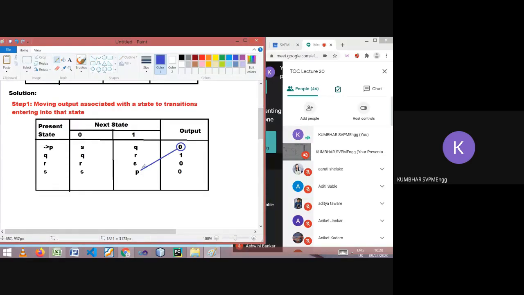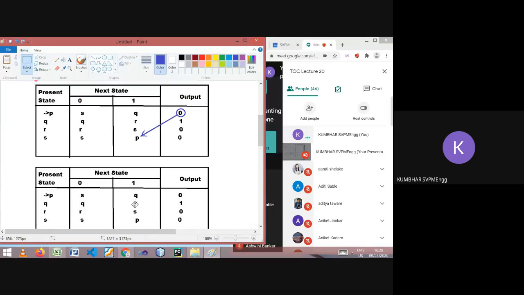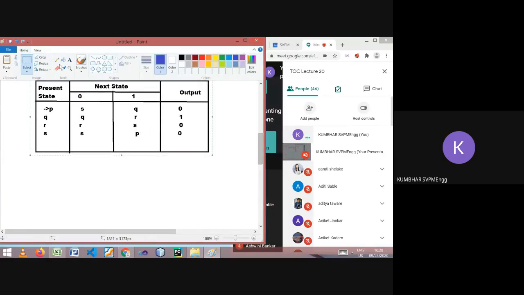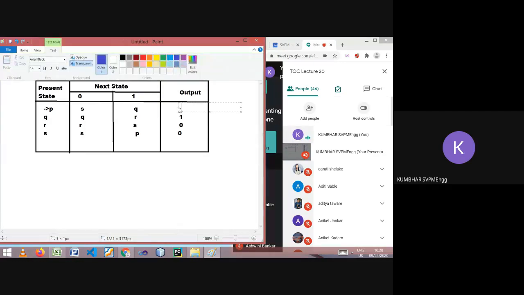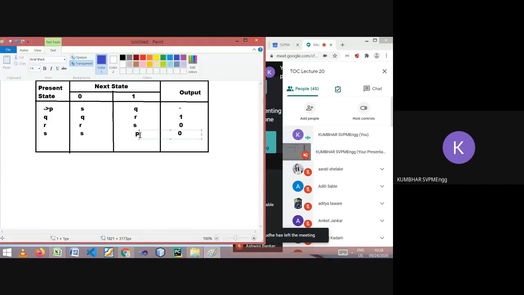We have to move it here, at the place of P. After moving it, what will be the situation? Let me draw it. The same transition table will be there. Now, at this place, there will be nothing because we have moved it. So I can simply write a dash here, and then along with P, we have to write that output. What is that output? Output was 0. So now the state will become P comma 0.